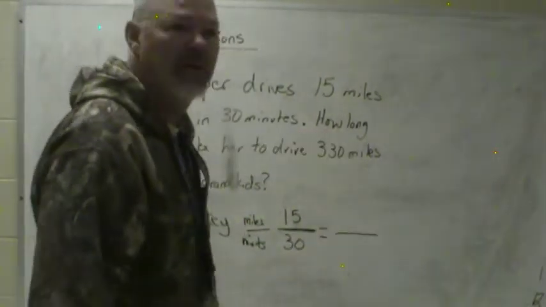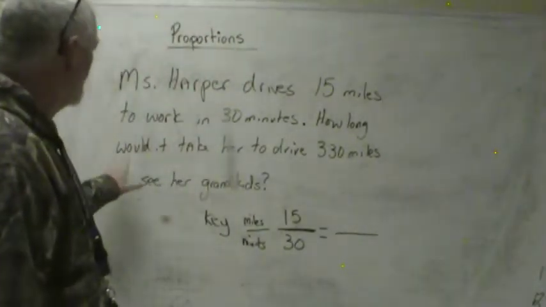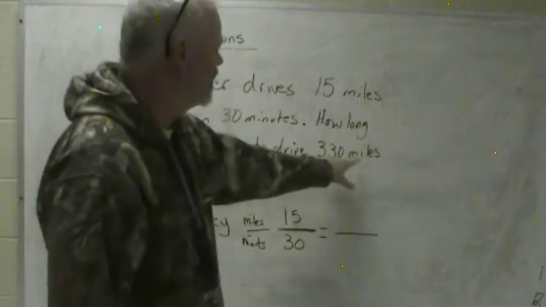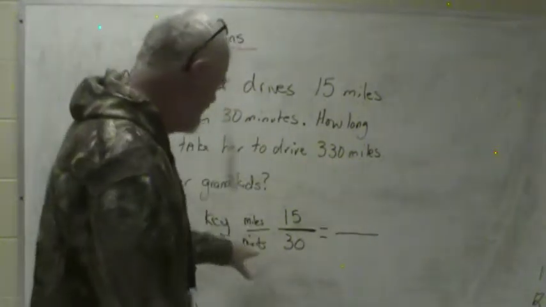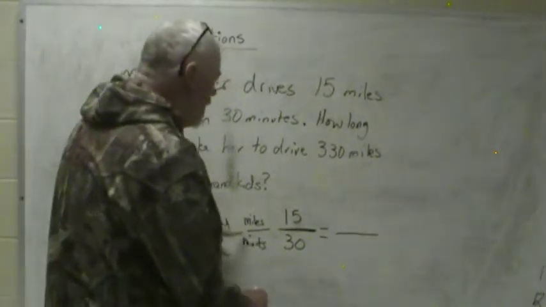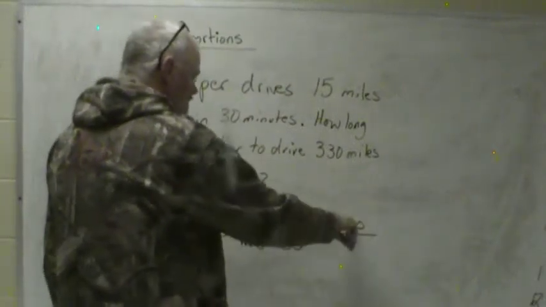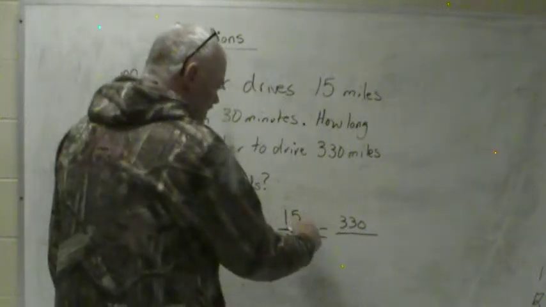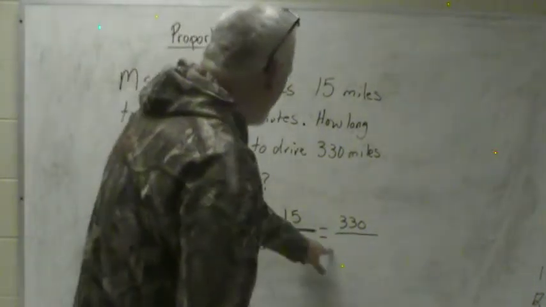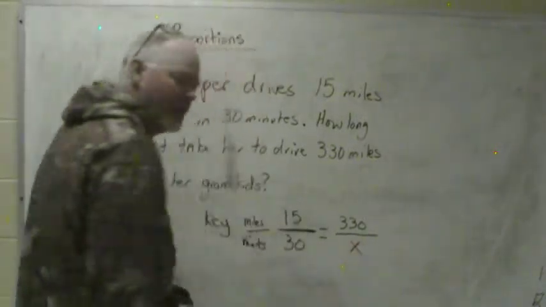How long would it take her to drive 330 miles? So she's giving me miles. I know this 330 has to go with miles, so it goes on top like this. 330 miles. Even though it's a great big number, you think it's got to be on the bottom. Well, we've got to put it with the miles, right? And then they want to know how long it's going to take. We don't know how many minutes. That's going to be what we're looking for.